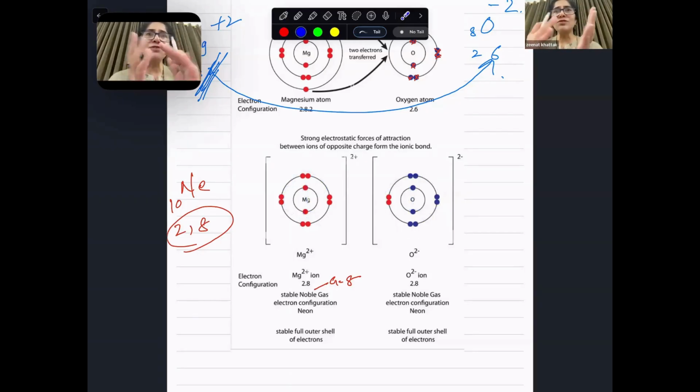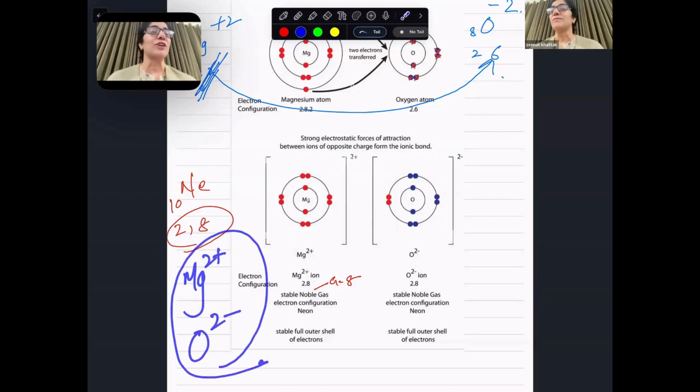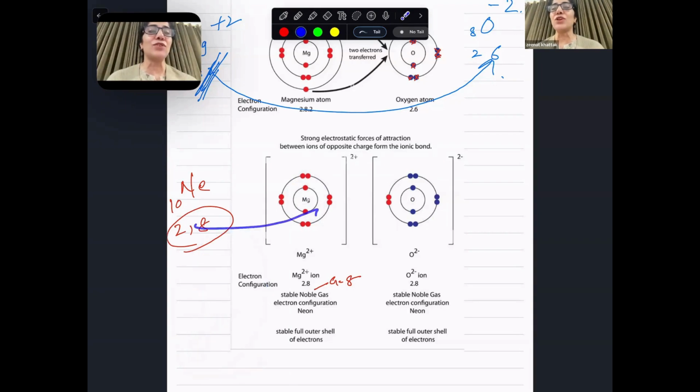The rest is not like neon. Their protons and neutrons are different. Only the electronic arrangement of Mg2+ and the electronic arrangement of O2- are identical to that of neon.